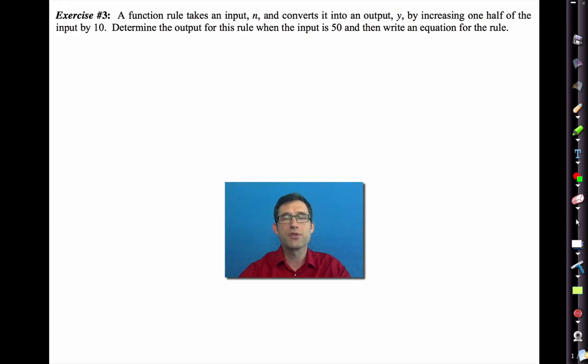Start with the verbal description of the function. Try to use the verbal description to change that input of 50 into an output. And then, based on what you did to the 50, write a rule involving the y and the n.